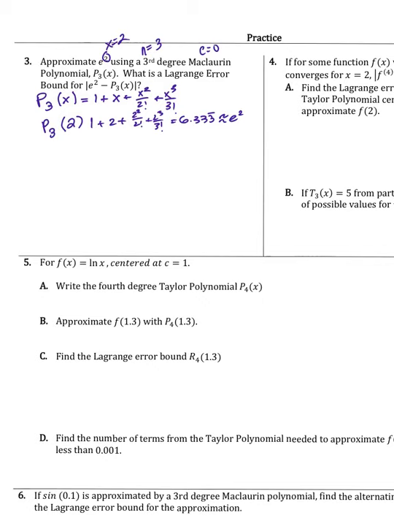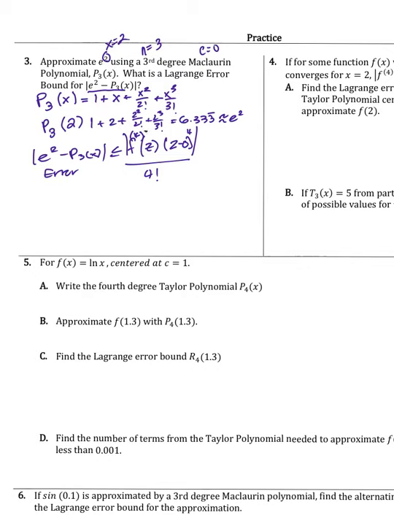Now, the second part of this question says, what is a Lagrange error bound for e squared minus P sub 3 of x, which is literally just asking you for the same thing. This is just different notation, and you really should get comfortable seeing it all these different ways. This is really just asking you how far away are we from the real thing. So this is just big fancy notation for still the error or the remainder. So go ahead and set that up using what we know from the problem. So here's that setup.